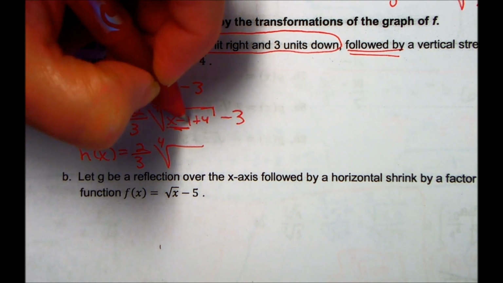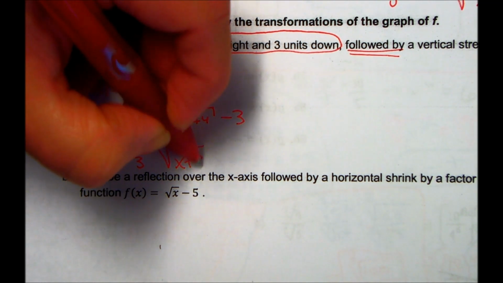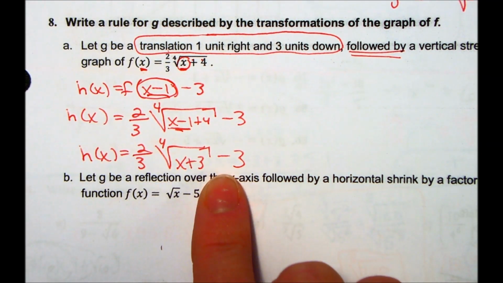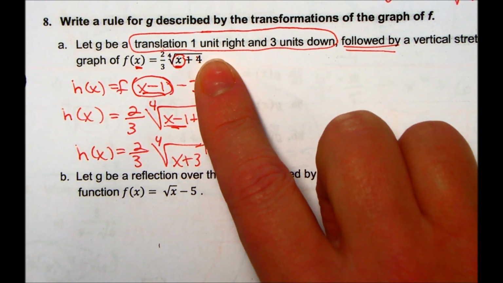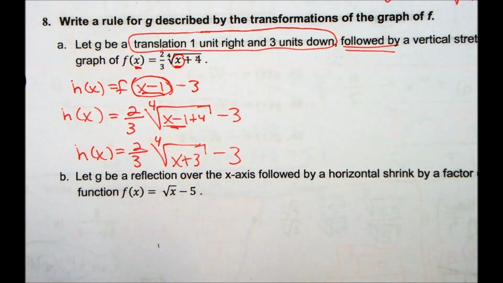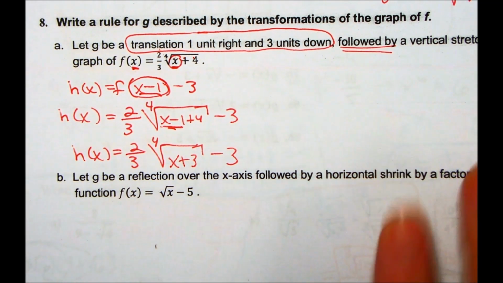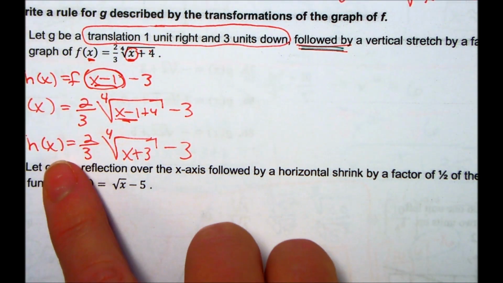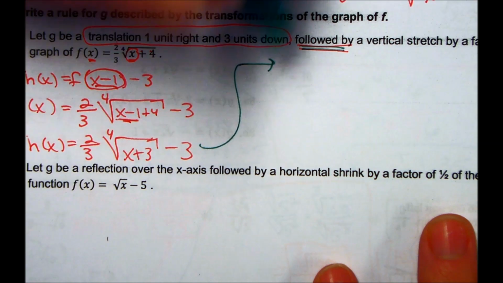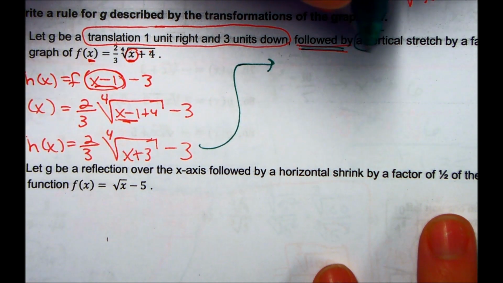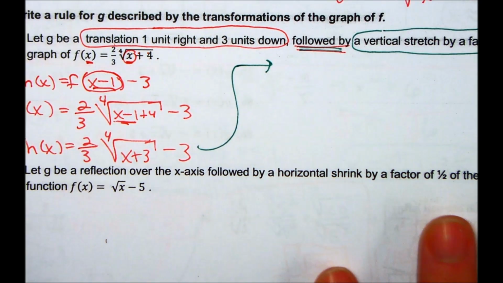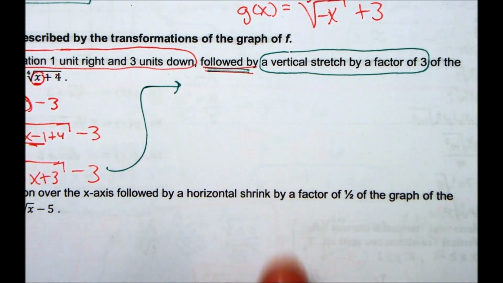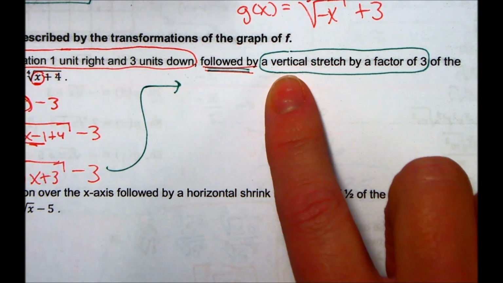So the x minus 1 plus 4 is x plus 3. So this is what our equation would look like if we went to the right 1 and down 3. But now we have this followed by a vertical stretch by a factor of 3. So the followed by, we're going to apply to our h of x function. So we're going to now take our h of x function and vertically stretch it.